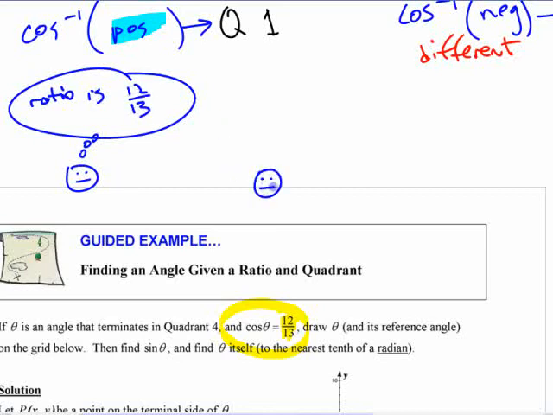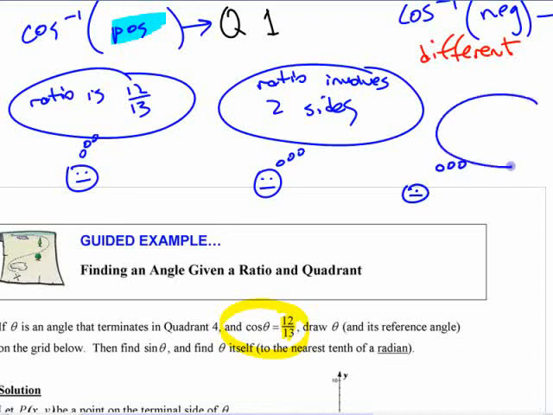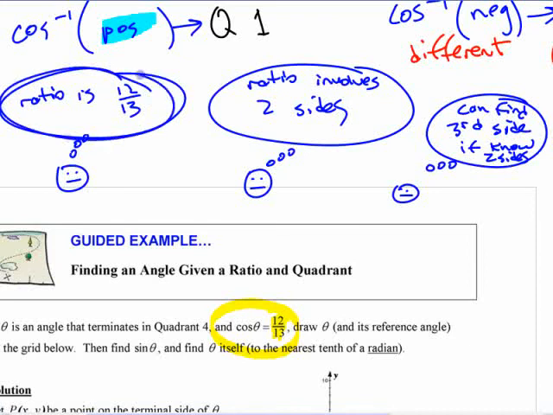Here's the next step in your thinking. Ratio involves two sides. Here's the next step in your thinking. Can find third side if you know two sides. From grade 8, right? You know a ratio. You know that a ratio involves two sides. You know from grade 8 that if you know two sides, you can find this third side.